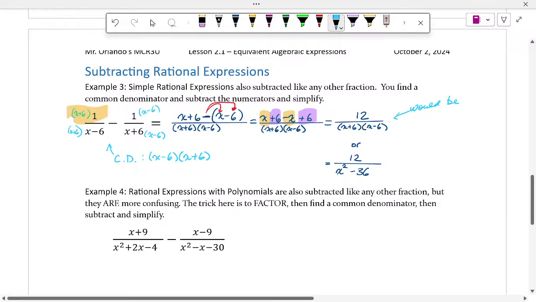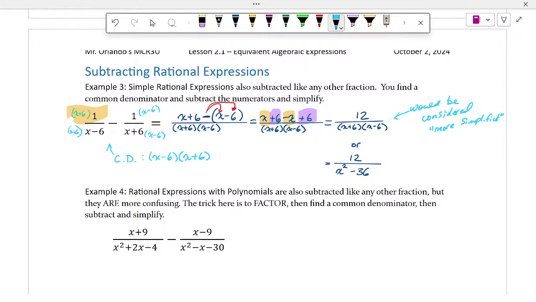This would be considered more simplified, by the way. Usually, when we say simplify something, we actually like the factored version of it. So when in doubt, expand and then factor. But factored form is nicer.